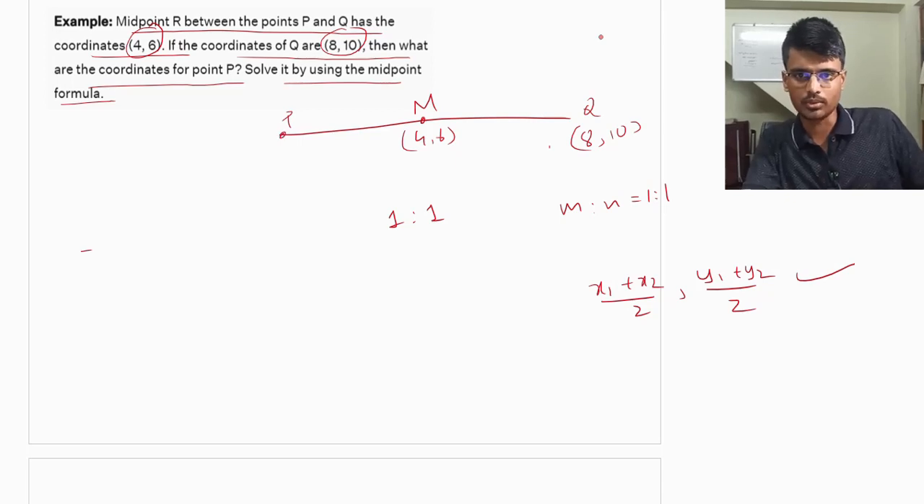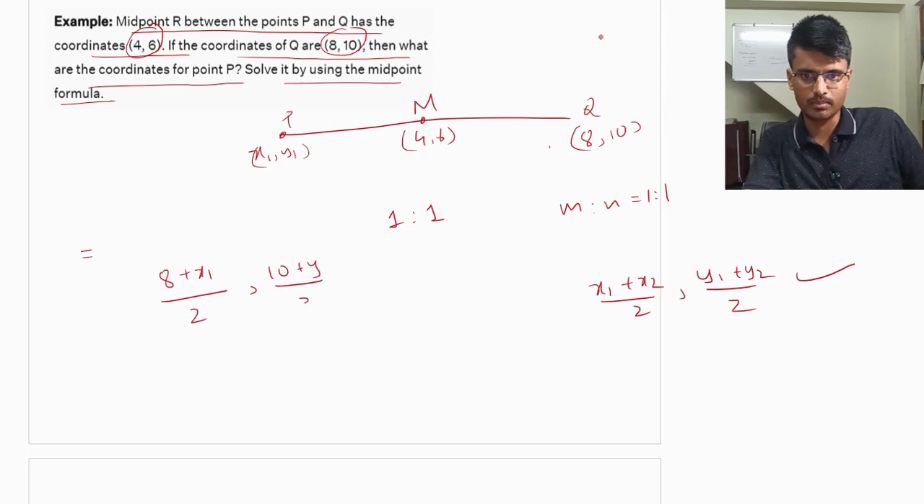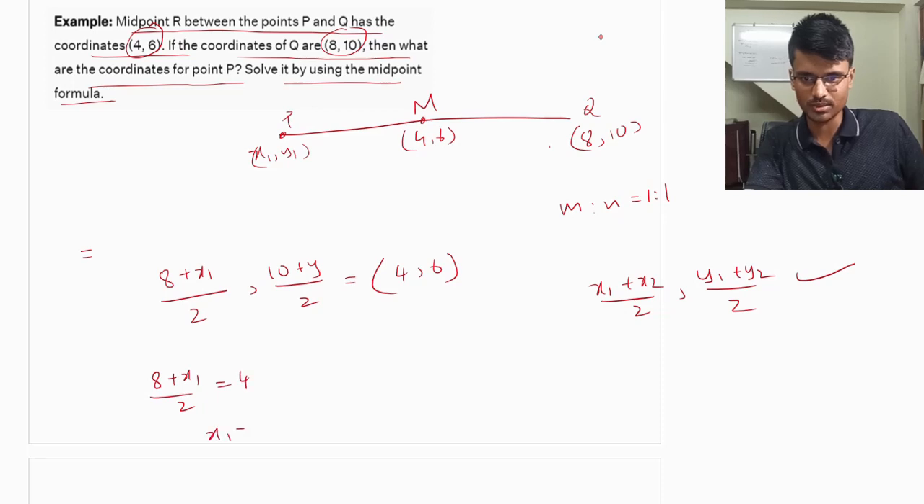Okay, so let us take the coordinates as x1 comma y1. So 8 plus x1 by 2 comma 10 plus y1 by 2 is equal to 4 comma 6, right? Everyone agrees? Simple. I have directly applied the formula. So we can equate both of them. 8 plus x1 by 2 is equal to 4, which gives me, on simplifying, x1 equals 0. Okay, similarly this part I will do.